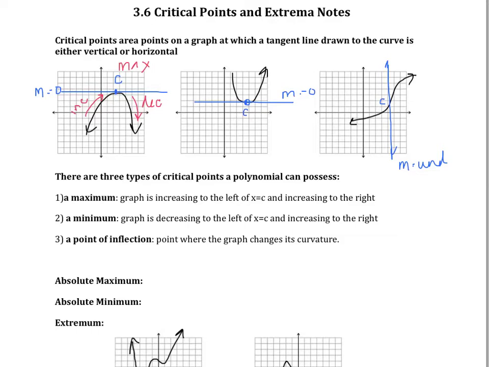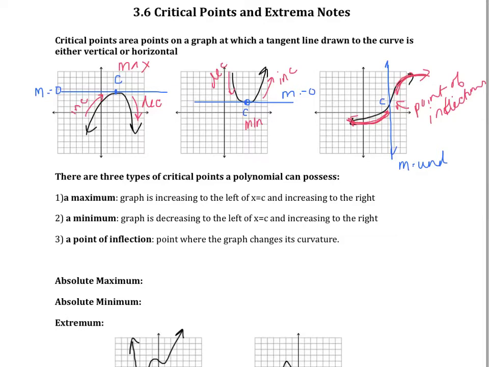A minimum: the graph is decreasing to the left, like here, and increasing to the right, making C a minimum, or a lowest value. A point of inflection is a point where the graph changes its curvature. Notice on this third example, I'm not a maximum or a minimum because it's in the middle of the graph, but this is a point of inflection because the graph is changing its curvature at C. Notice it's concave this way to the left of C, and it's concave this way to the right of C.